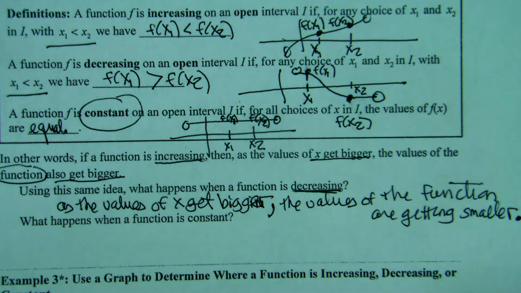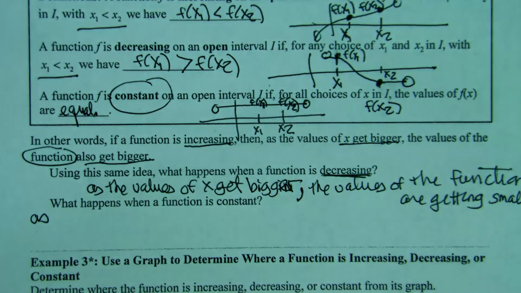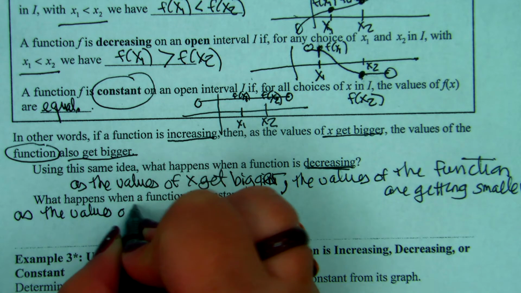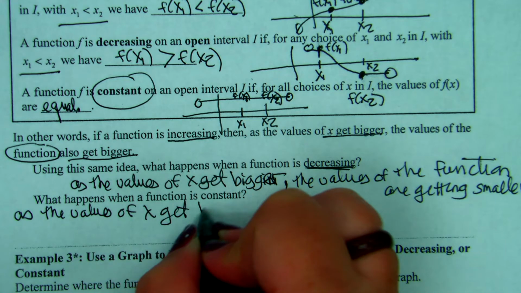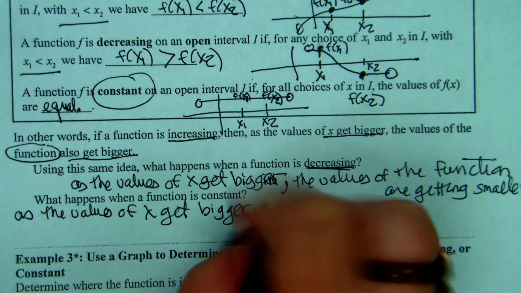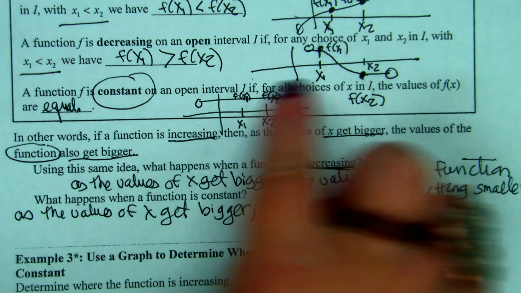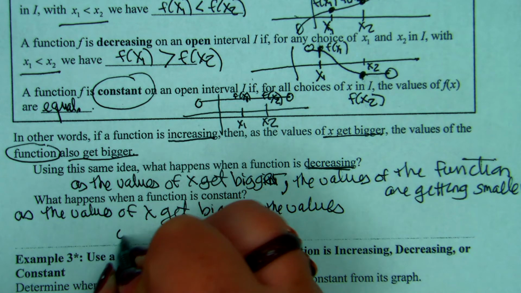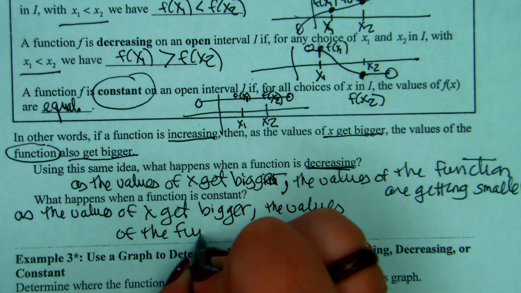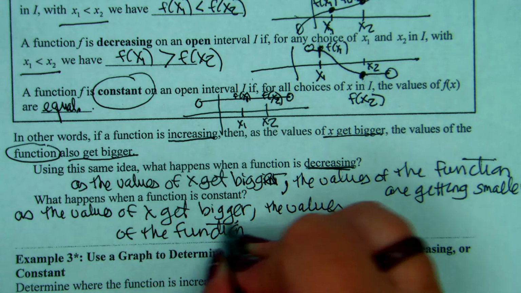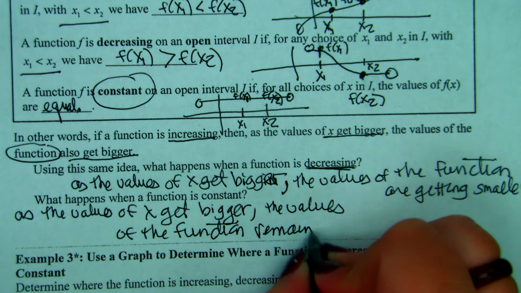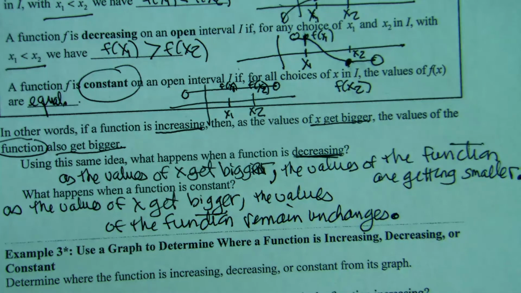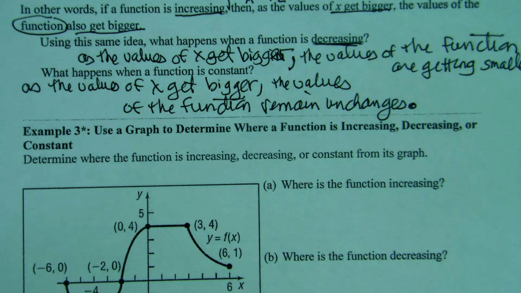And what happens when a function is constant? As the values of x get bigger, as you move from left to right, what's happening to the values of y? The values of the function remain unchanged. They stay the same. That's why it's constant.